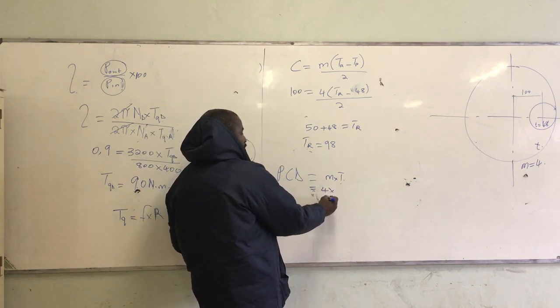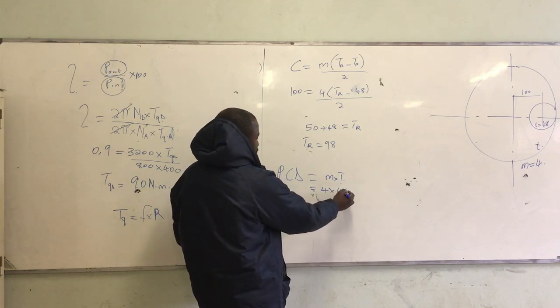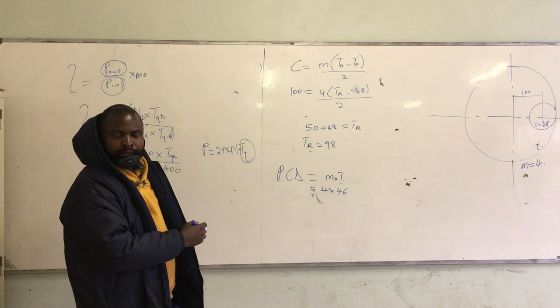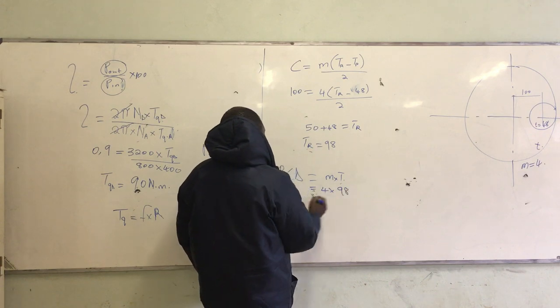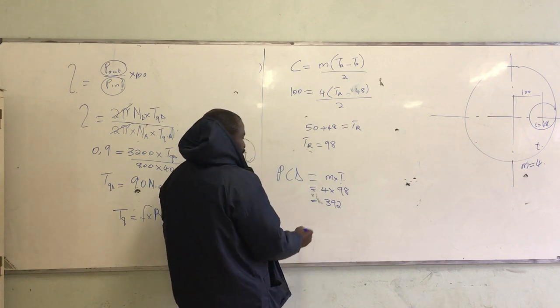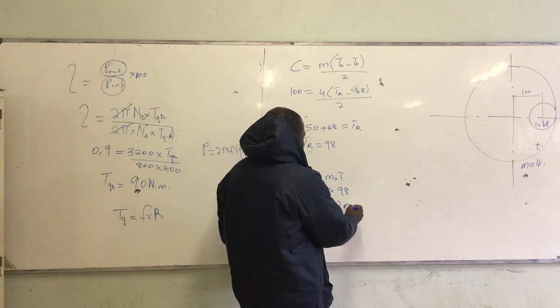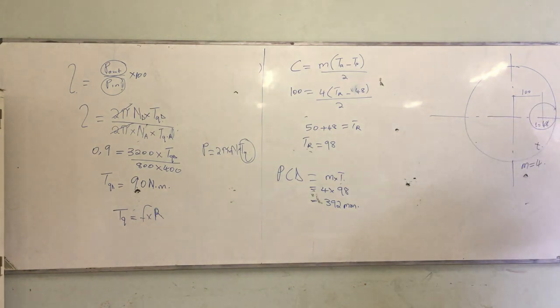Module is 4 times number of teeth. Which PCD are we calculating? Ring gear. It's 98 millimeters. Why millimeters? Why not meters? Because the module is in millimeters.